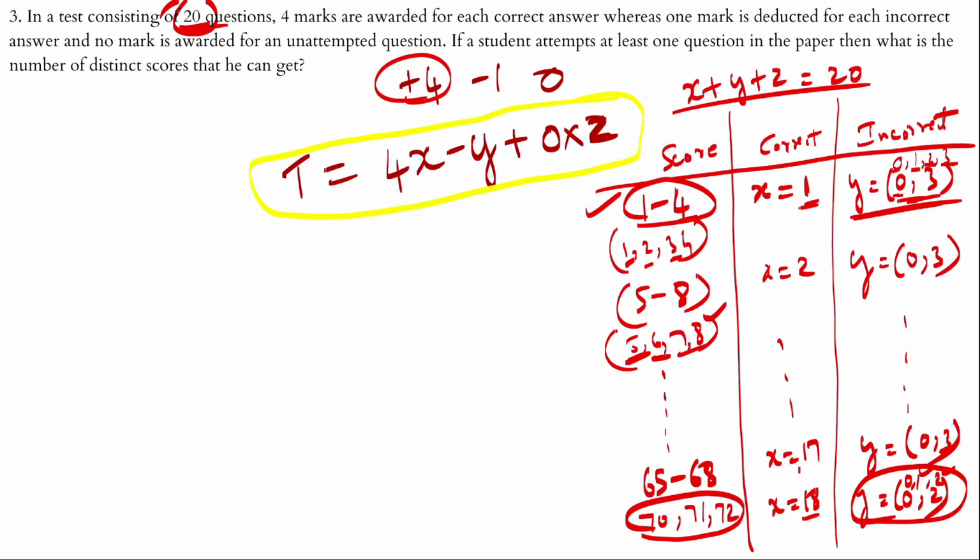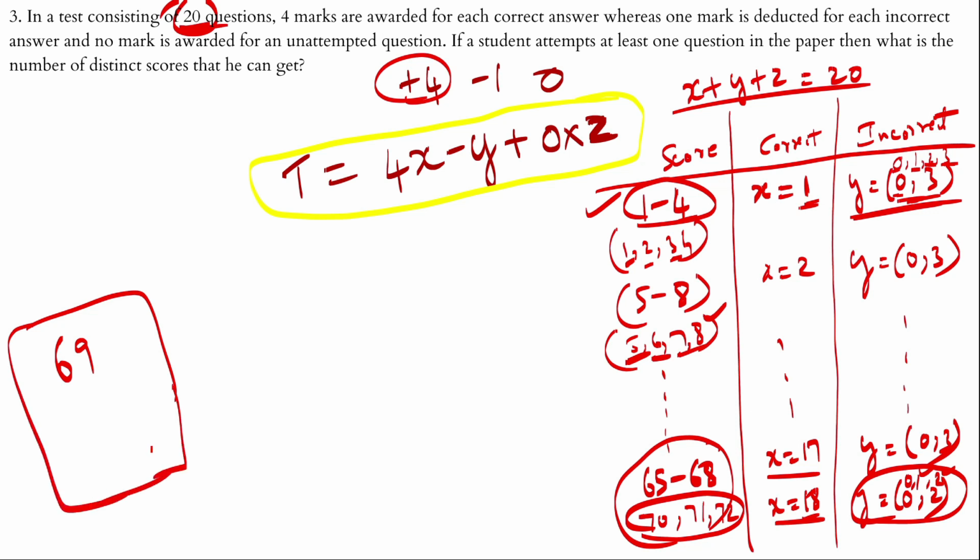So if we observe, when x is equal to 17, the possibilities are 65 to 68. When x is equal to 18, the score possibilities are 70, 71 and 72. From this, we can say that 69 is missing. 69 is missing because 69 cannot be achieved whatsoever your correct answers and wrong answers can be, right?